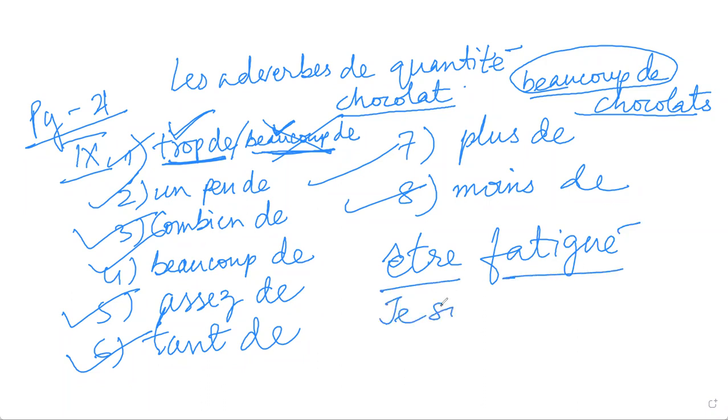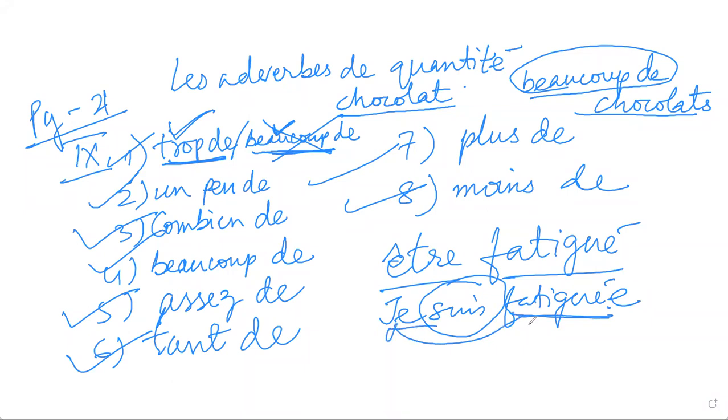So if you say Zosi fatigue, I am tired. And if you are feminine, you need to add one more E, as we do when we are adding adjectives. Zosi grand. Isn't it? We are using the verb être. When you're using the verb être, then we need to add one more. This one will agree according to the subject. If subject is masculine, then fatigue till here. But if it's feminine, zo is feminine, then we'll add one more e. Did you understand? Yes, sir.